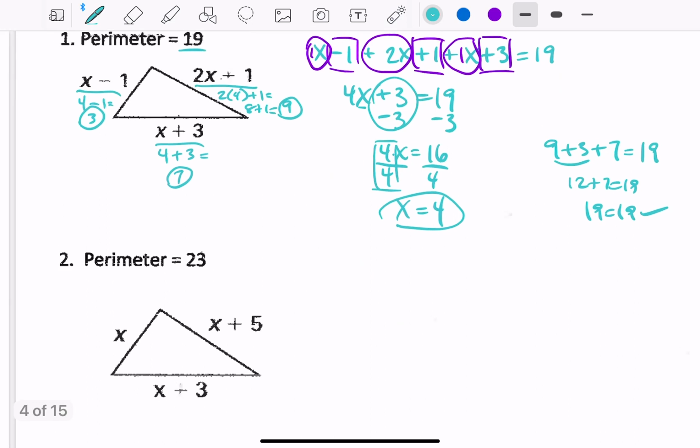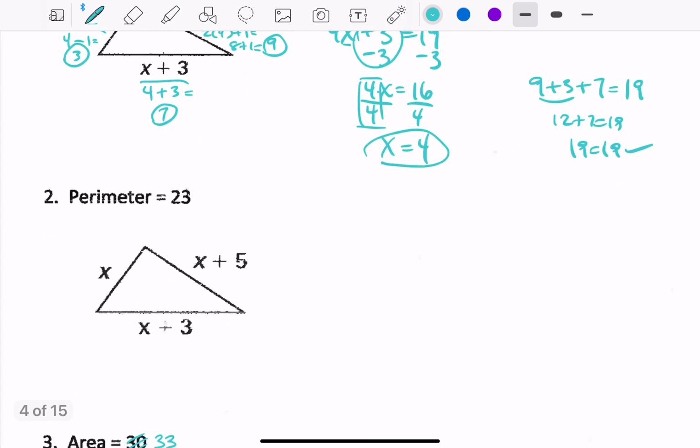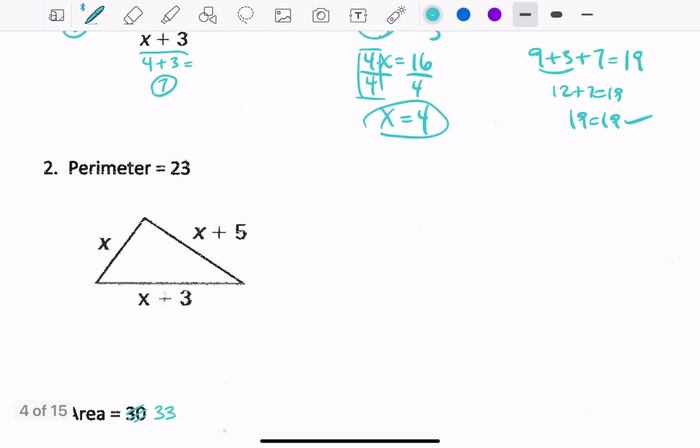So let's look at the next one. I have another triangle with a perimeter given to me and some side lengths with the x variable in there, so I'm going to do the same exact thing. I'm going to add up my sides and set them equal to the perimeter and solve. So I have x plus 5 plus x plus 3. And I know altogether this equals 23.